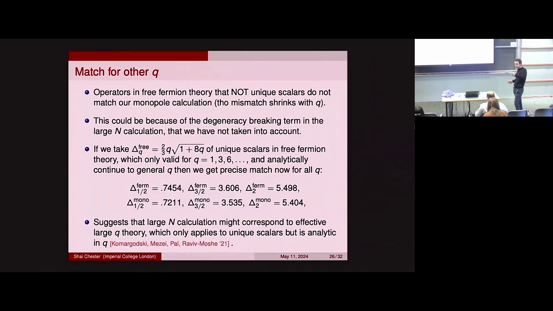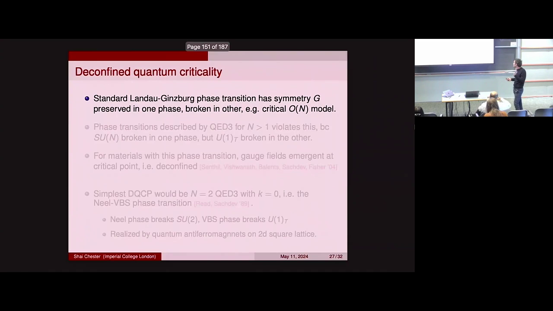They are only physical for the special values of Q, but for the other values of Q, they just anyways give the right answer. So that's a possibility. Okay, so in the remaining 5 minutes, let's discuss deconfined quantum criticality, in particular this neo-VBS phase transition that Yin-Shen was discussing.